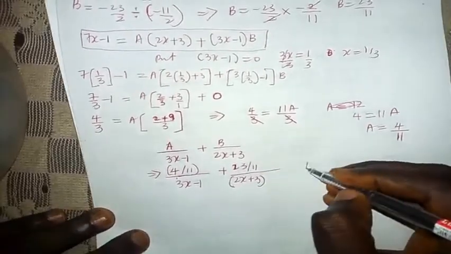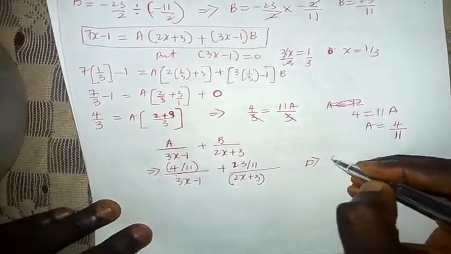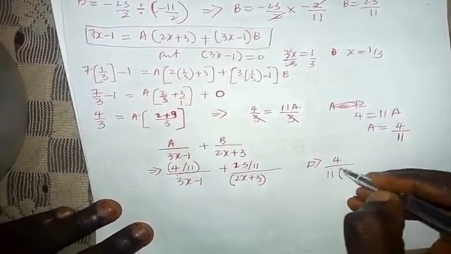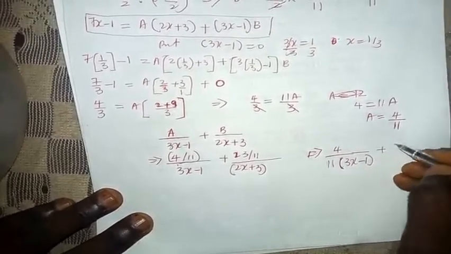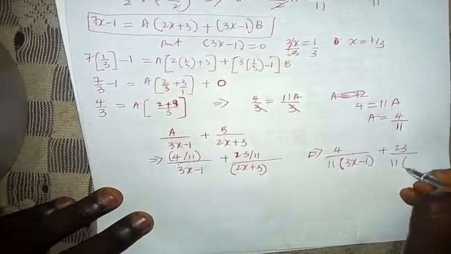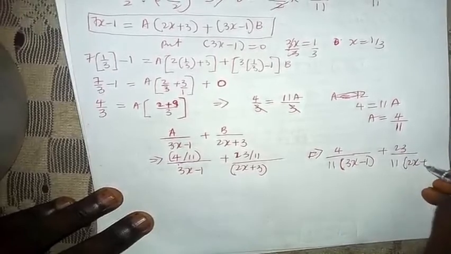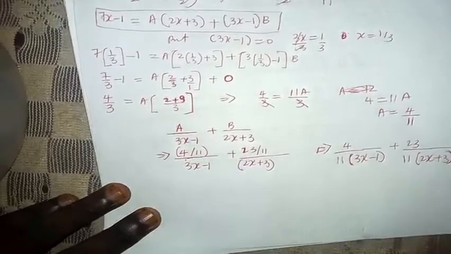Here is the answer now, you cannot leave it like this. You can say 4 over 11, you can bring the 11 out downward. So the denominator will be 11 times 3x minus 1 plus 23 over also 11 times 2x plus 3. That's the answer. You can see that's the answer.